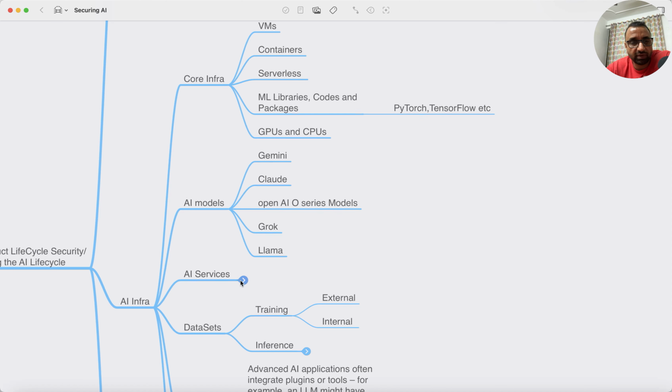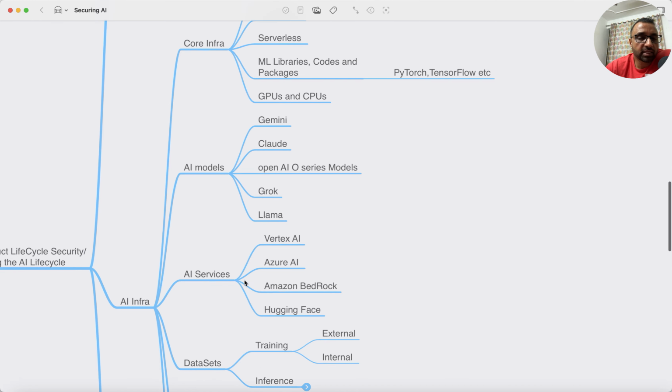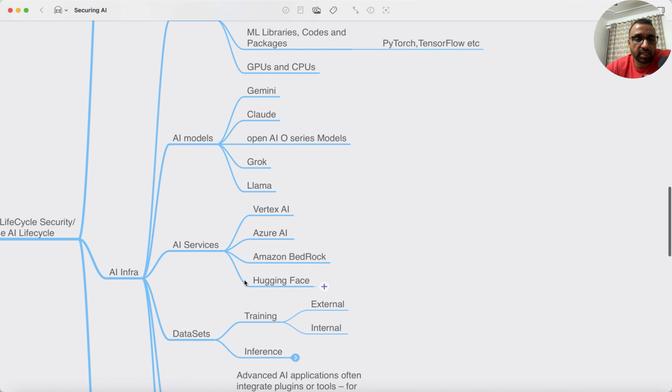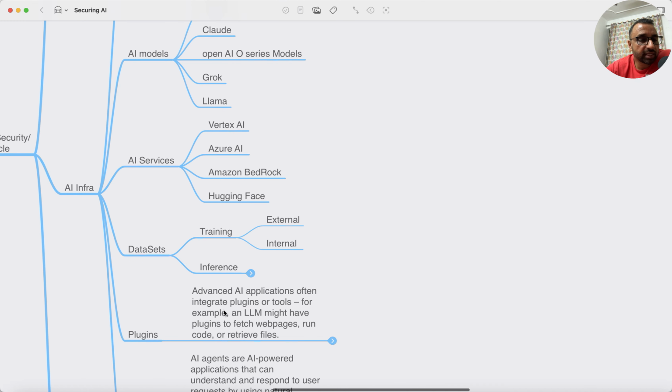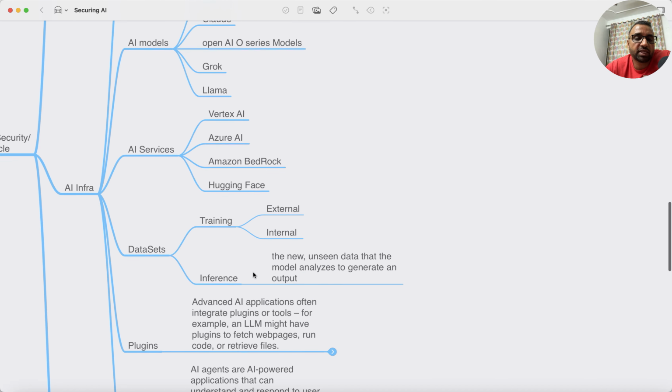There are thousands of models available out there. And then there are AI services provided by the CSPs, which is Vertex AI, Azure AI, Amazon Bedrock, as I mentioned before. And now a community like Hugging Face exists. And then there are data sets in AI infra, which is the training data, which is how you train your model. This could include data from external sources, it could include data or knowledge from internal sources, and eventually the inference data set, which is the new live data that the model analyzes to generate an output.